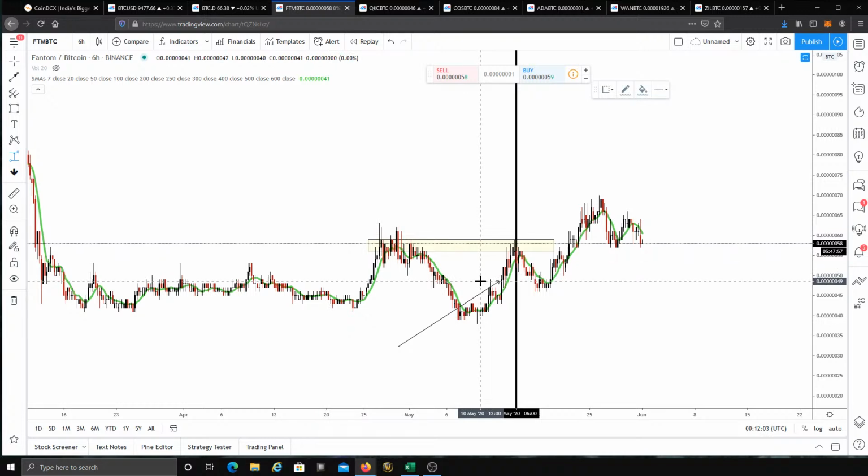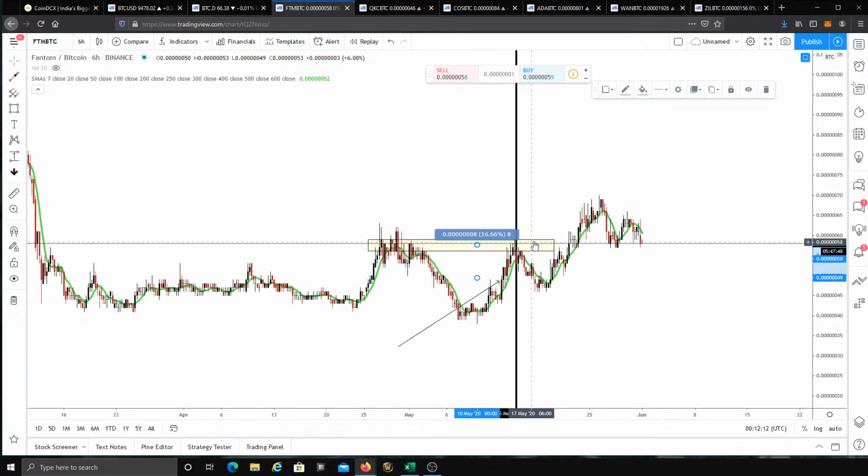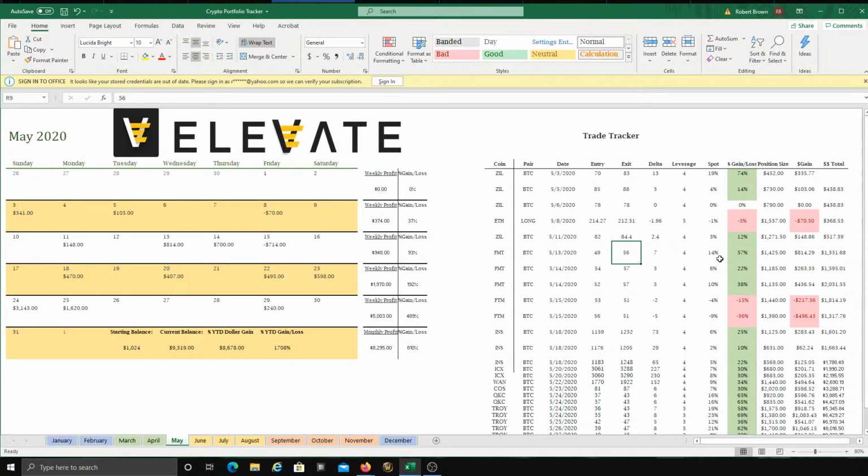So this is 49 right here. And where did I exit that trade? Bought at 49 and sold at 56. Okay, so that was a 13% move on this scalp trade. Now again, with 4x leverage on it, it rounded up to 14%, but with 4x leverage it was a 50% profit trade, or 57%, whatever.